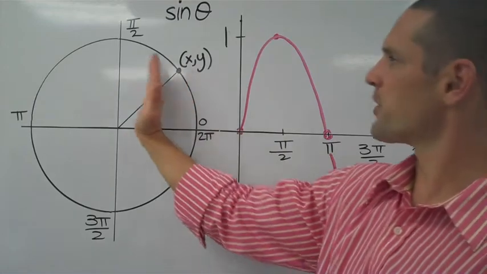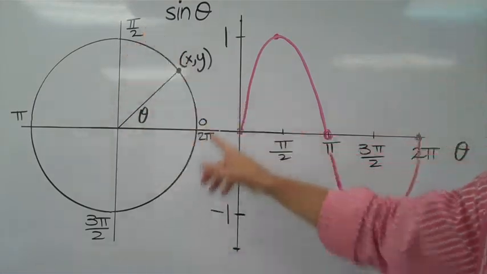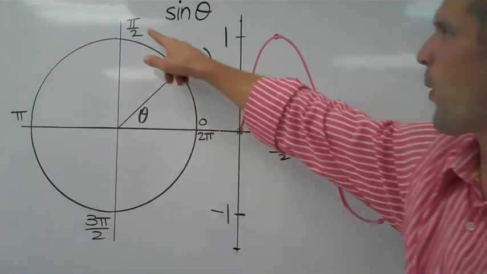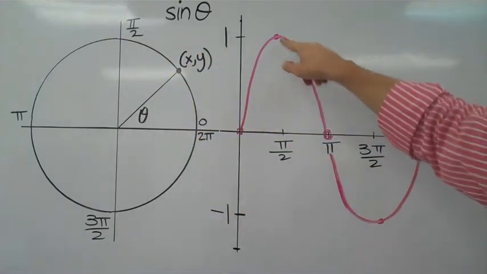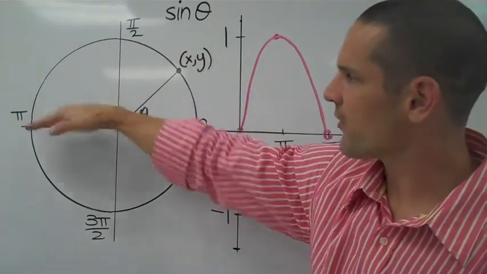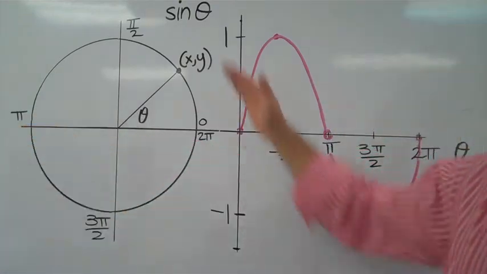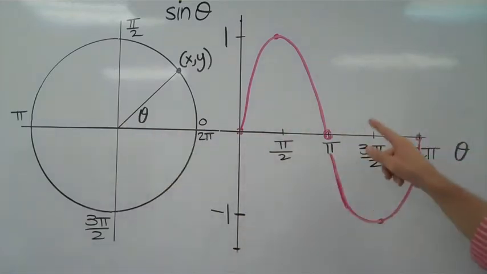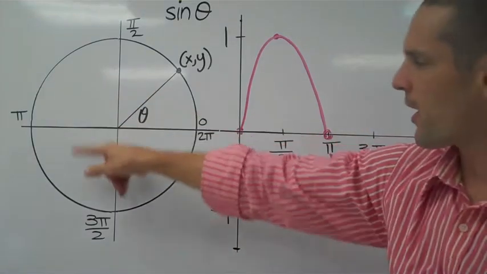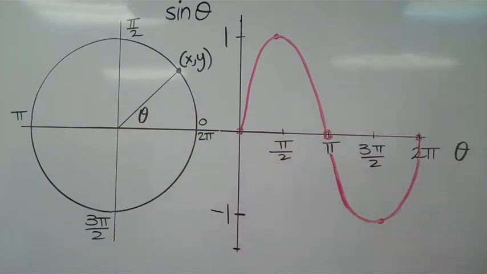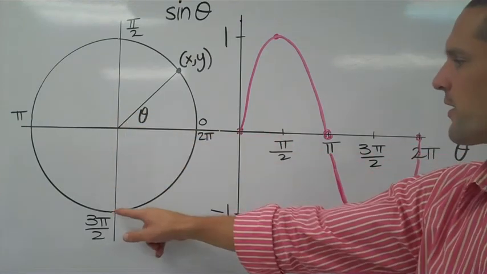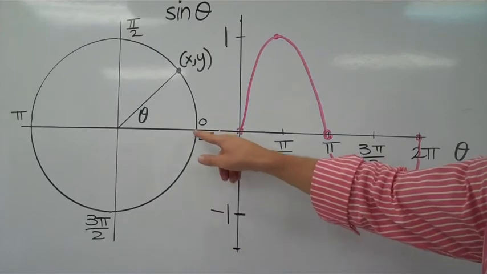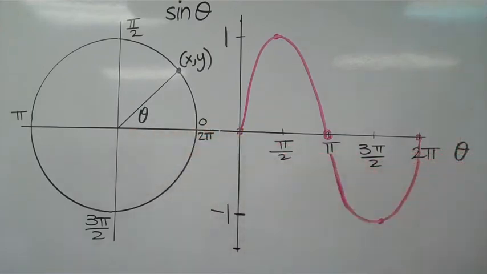When theta moves to 90 degrees, or pi over 2, my y-coordinate is 1. My coordinate here is 0, 1. My y is 1 there. So at pi over 2, I go to 1. When I have 180 degrees, or pi, my y-coordinate again is 0. So at pi, I'm at 0. At 3 pi over 2, or 270 degrees, my y-coordinate is negative 1. So at 3 pi over 2, I'm at negative 1. And I come back to a y-coordinate of 0 when I reach 2 pi.